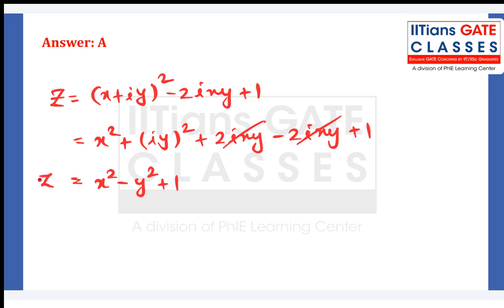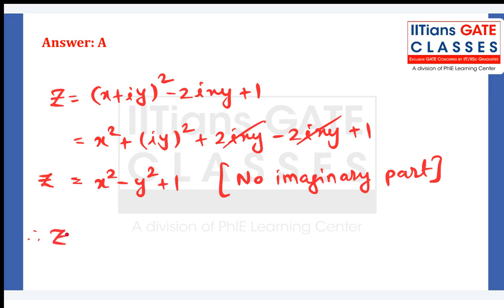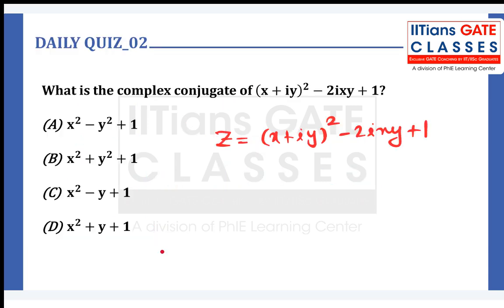So if you look at this complex number, it's just a mere real number, no imaginary part, because there is no i term, right? So when you take the complex conjugate of this, there is no imaginary part, so there is no part to change the sign. So basically, its conjugate, typically denoted by z bar, will be the same thing because it's just a real number. Okay, so in this case, since there is no imaginary part, the given complex number and its conjugate are both the same. So the answer should be x square minus y square plus 1, which is option A.